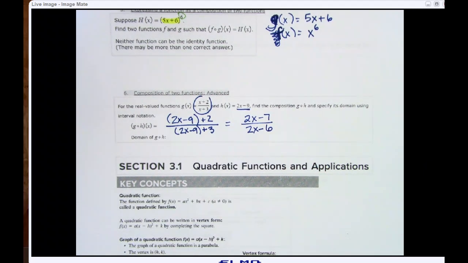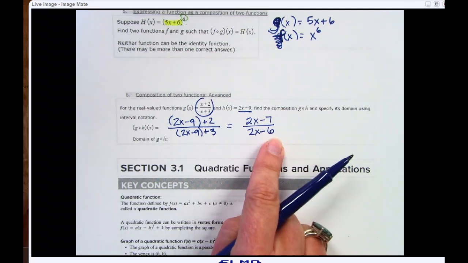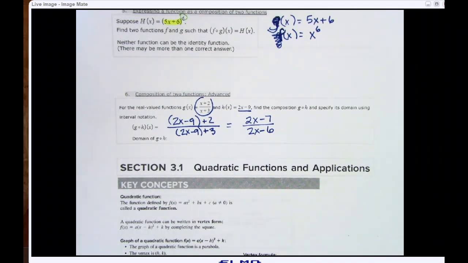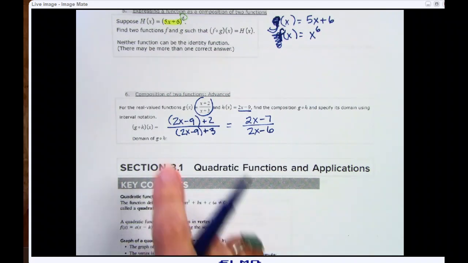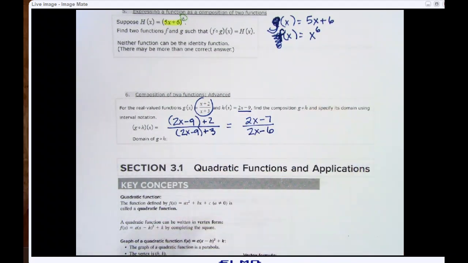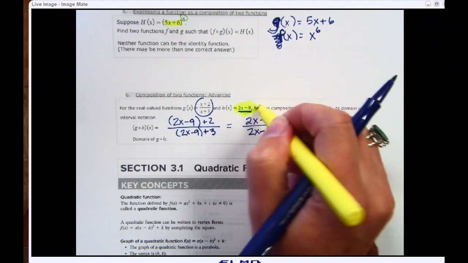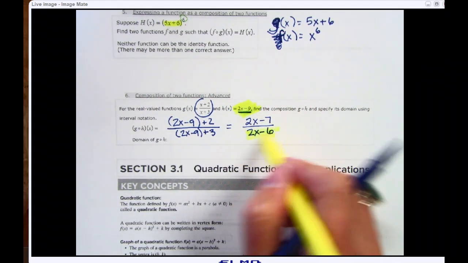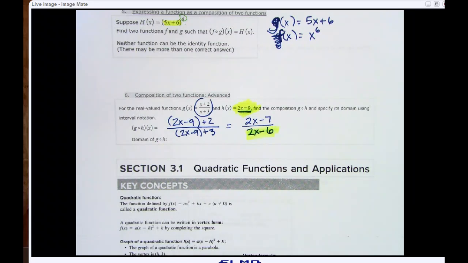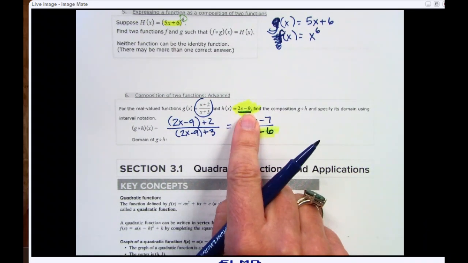Is anybody tempted to reduce that fraction? We are so tempted, but don't do it. Remember, they've all got to divide by the same thing. So 7 won't let us reduce this at all. Now, our domain of g of h is limited a couple ways. It's limited by what we can put in there, and it's also limited by our end function. So if I look at 2x minus 9, are there any values that don't exist for x when we're graphing a straight line?